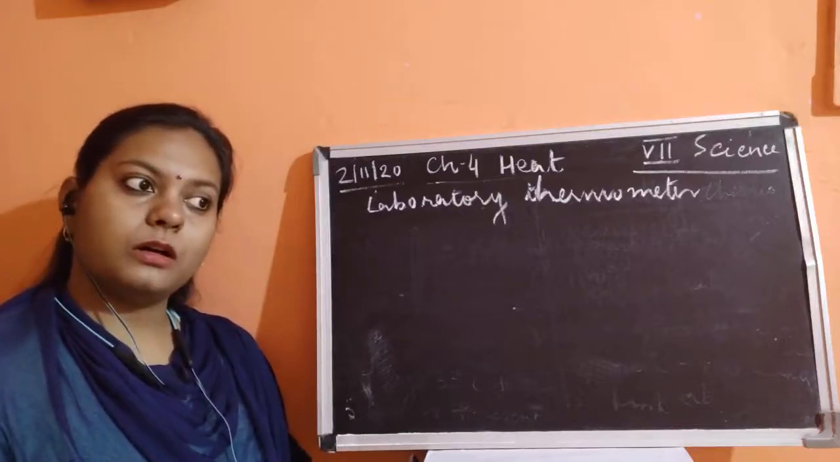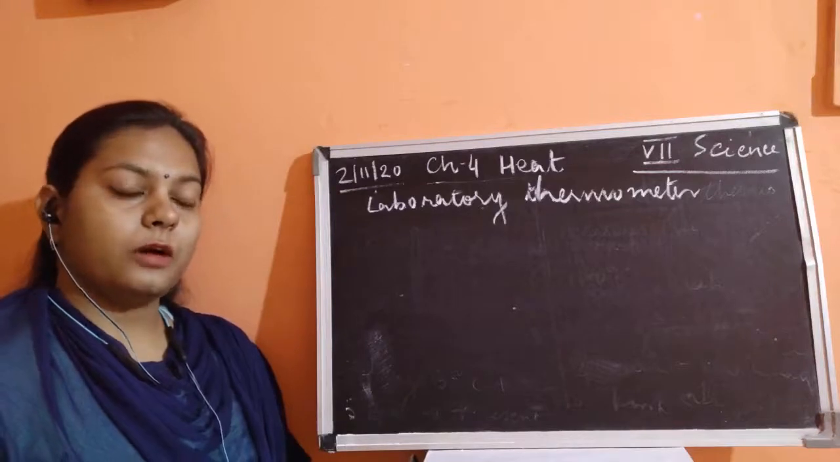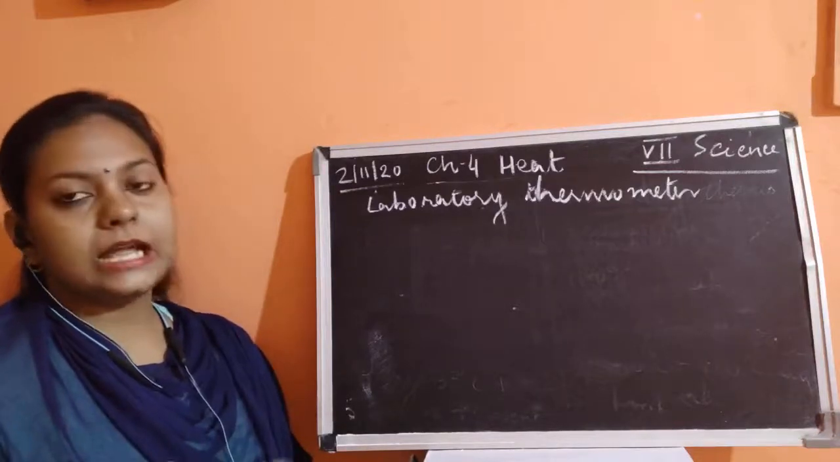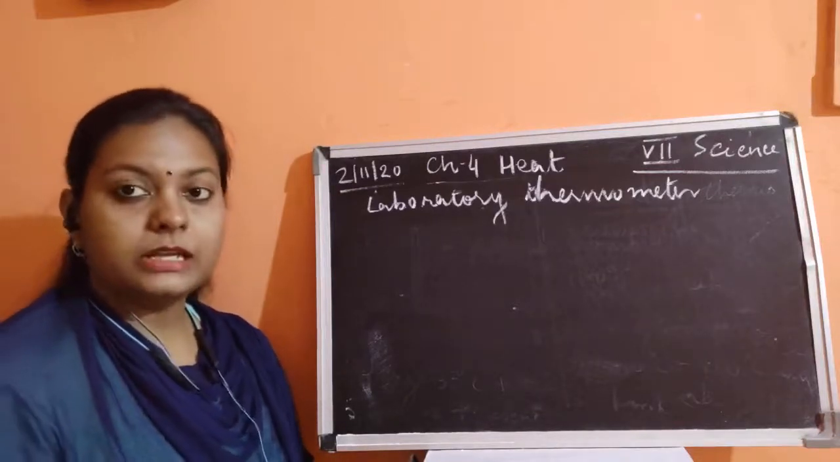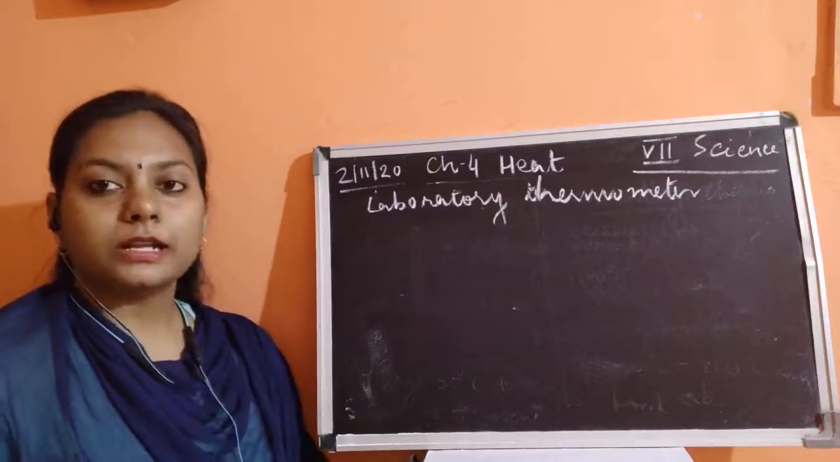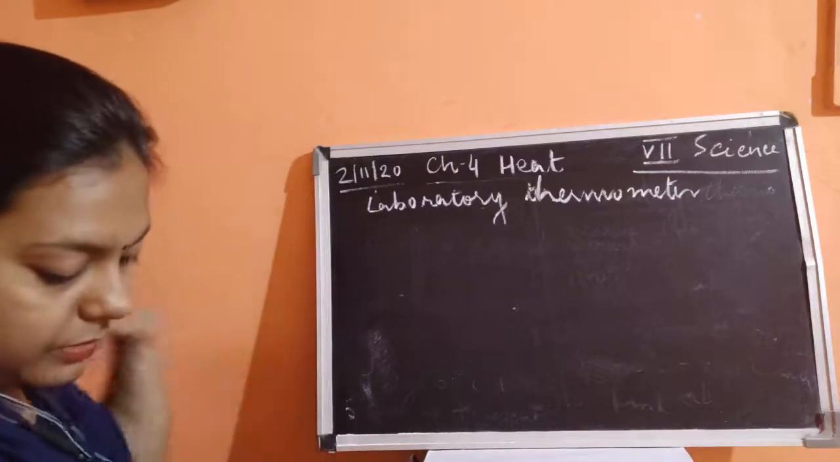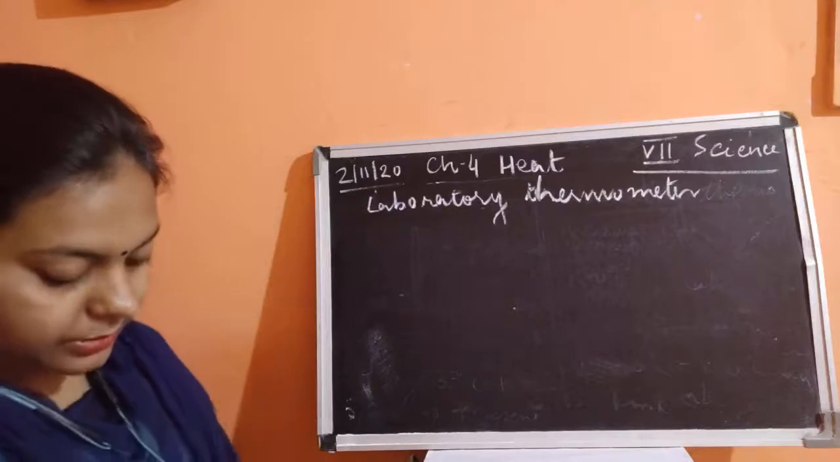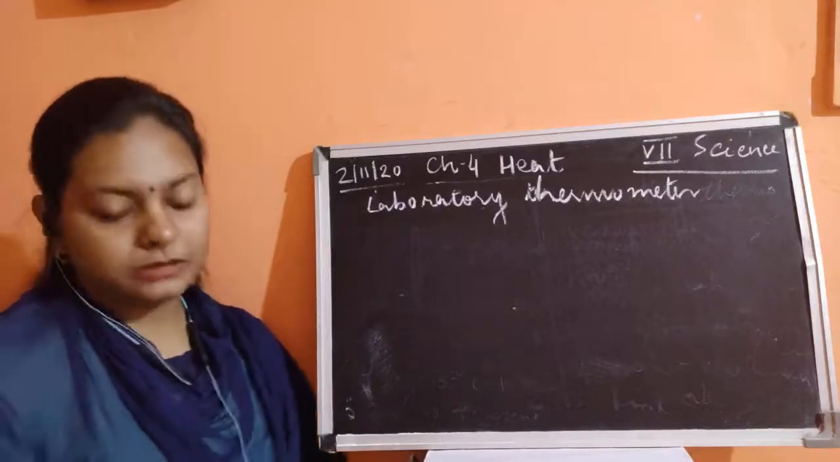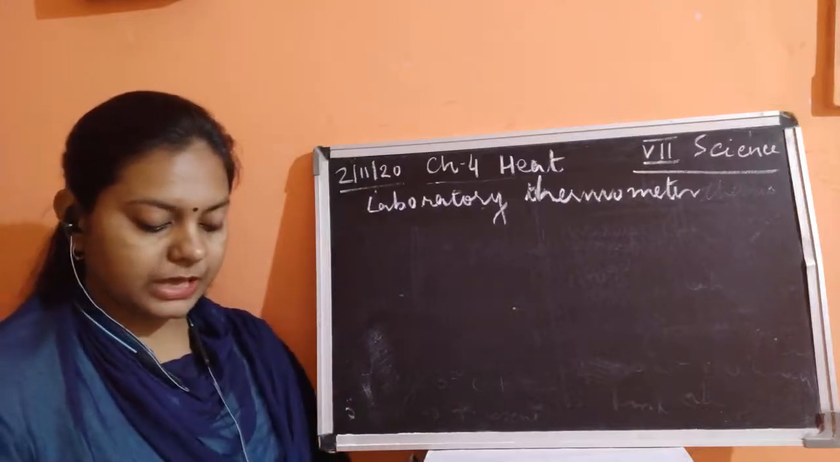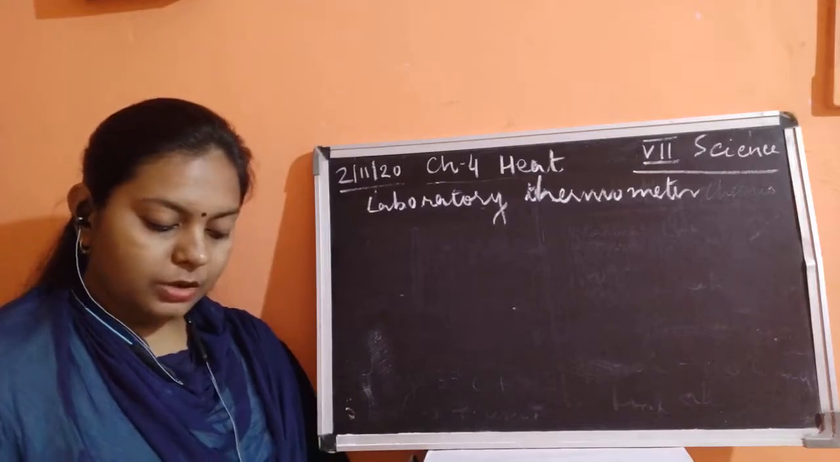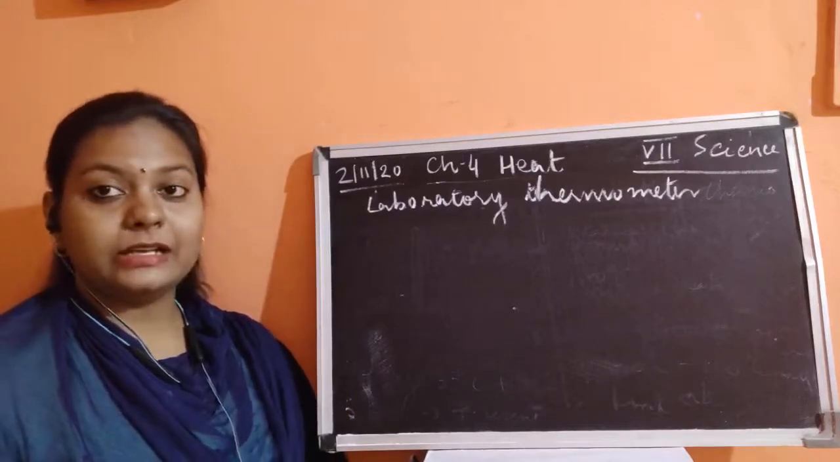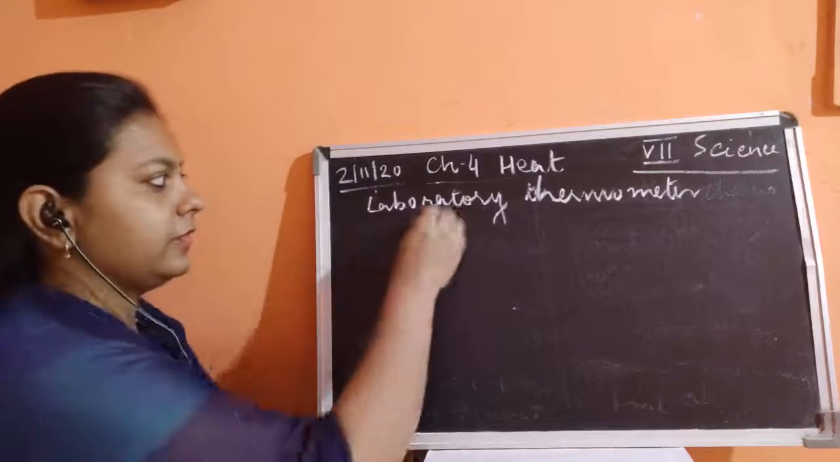The temperature of warm objects could also be seen, and cold object temperature could also be taken. So this is about the measurement of temperature using a thermometer, the laboratory thermometer. Now, what is the next activity? That is activity number 4.5.